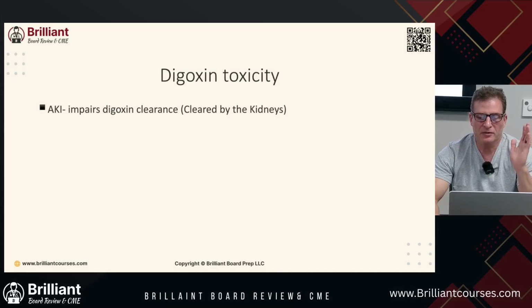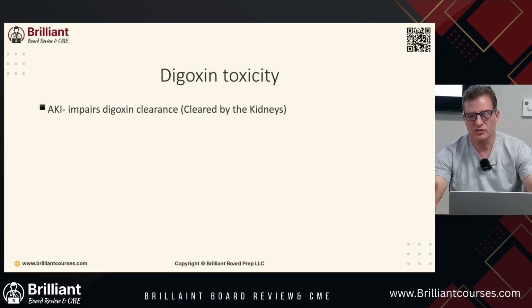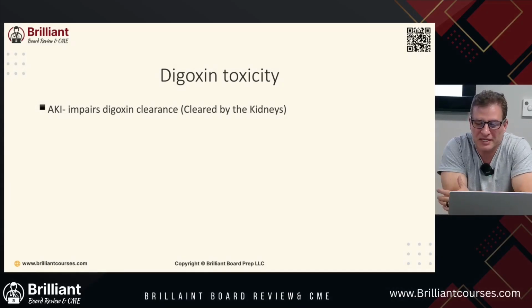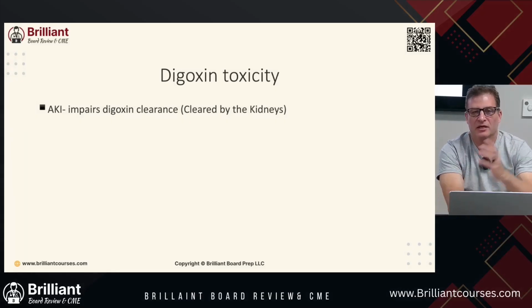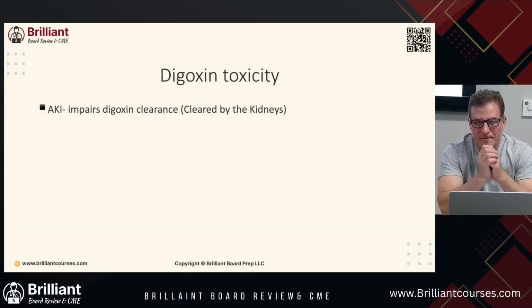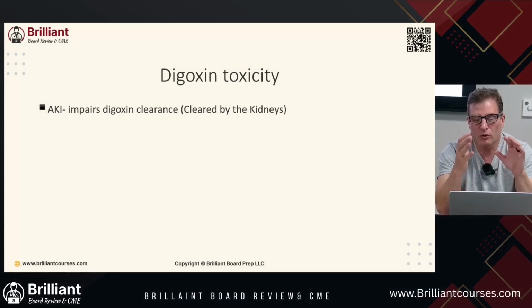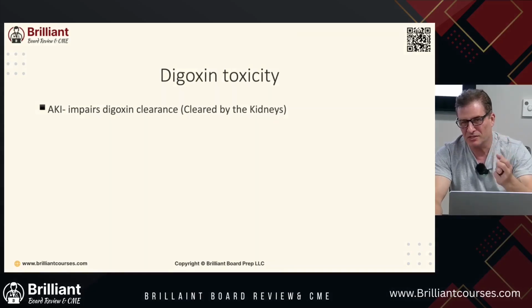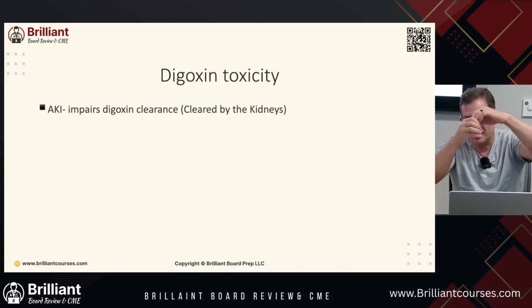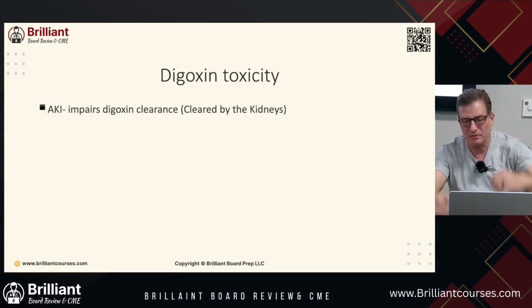AKI impairs digoxin clearance. So just think about it. If you have an older person who's not big muscle mass, small mass, and they've been taking digoxin for years, they get a flu. They have nausea, vomiting, and diarrhea, so they have low PO intake, and they're having low blood flow to their kidneys because they're hypovolemic, so they're going to have an AKI. So that medication builds up because if it's excreted by the kidneys, you put it in the body, it doesn't get peed out, so it builds up in the body.